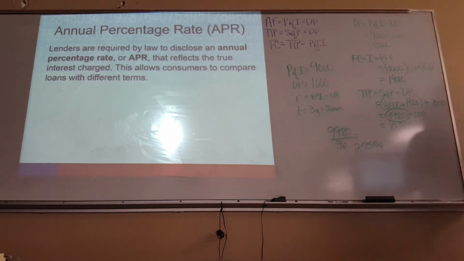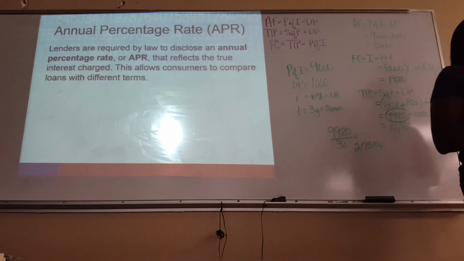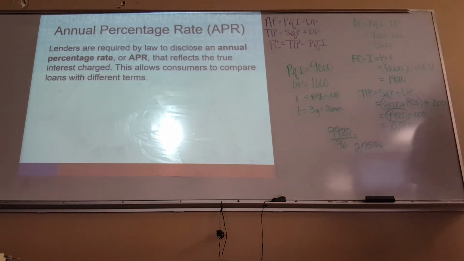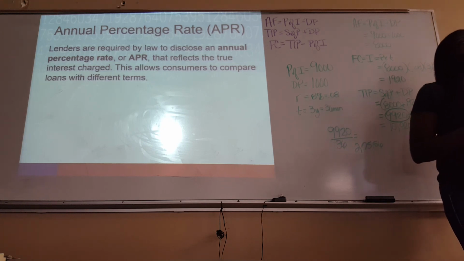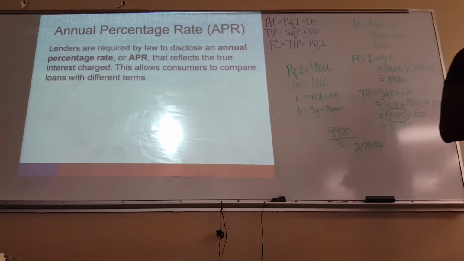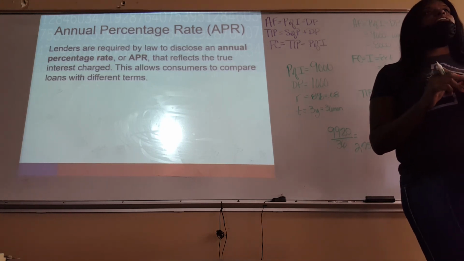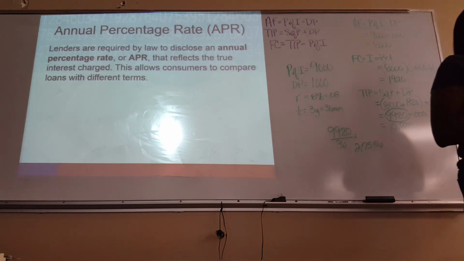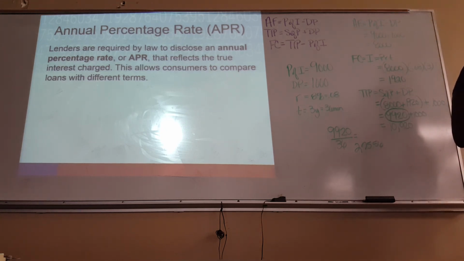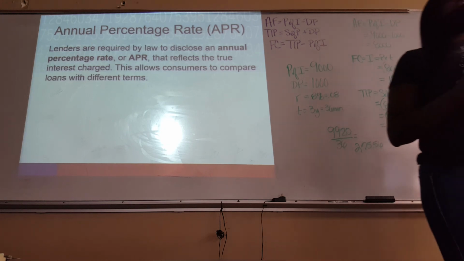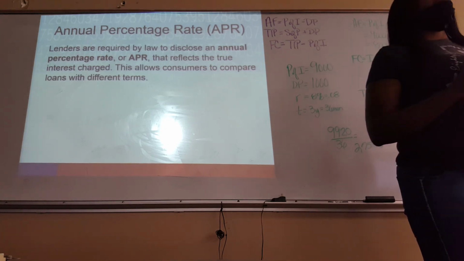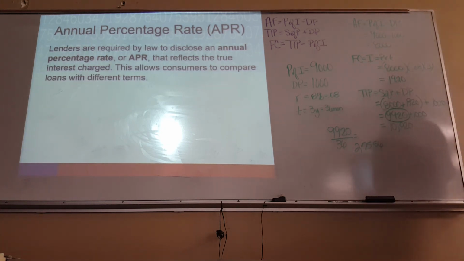So lenders are required by law to disclose an annual percentage rate, or APR, that reflects the true interest charged. This allows customers to compare loans with different terms. So that means if you have 3 credit card offers and you're able to look at the APR and your actual interest rate or finance charge rate, then you can compare and see which one is the best one before you choose a specific credit card.